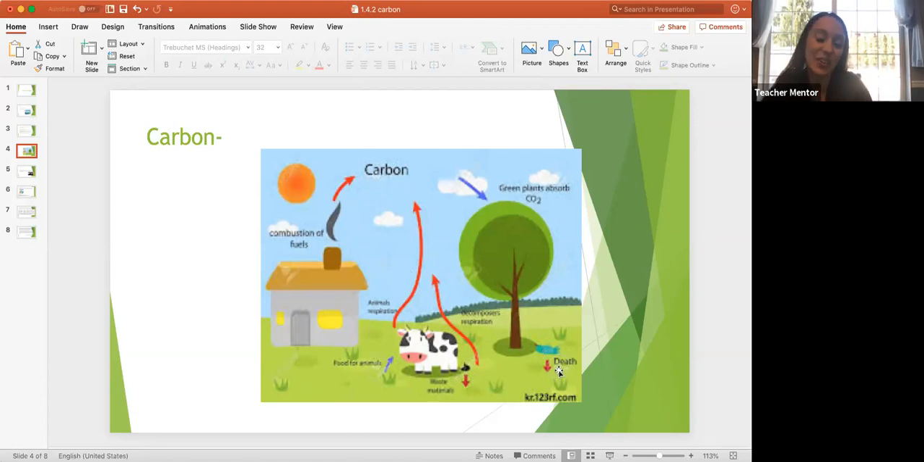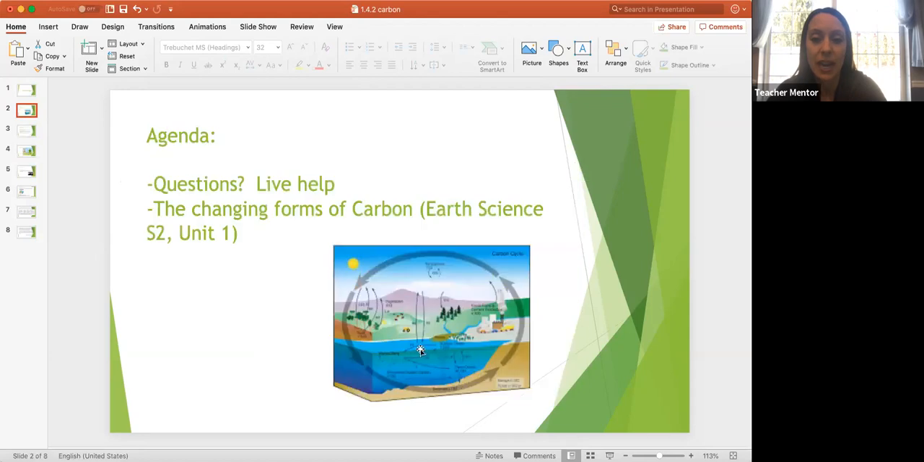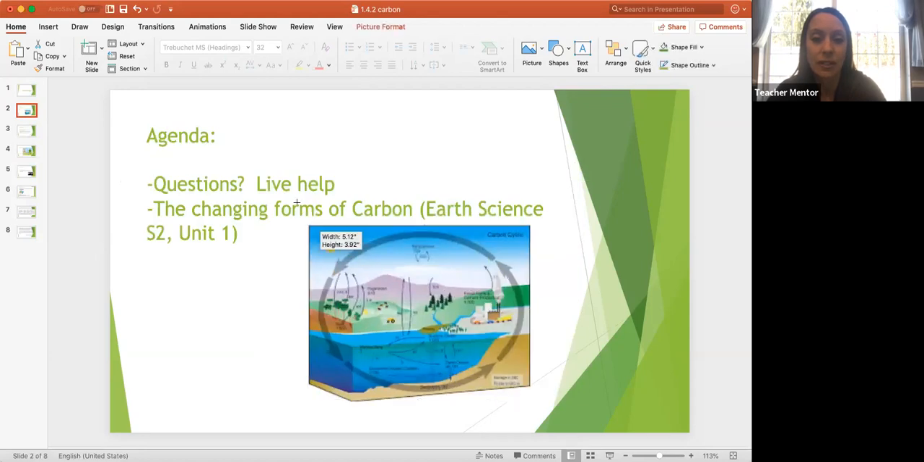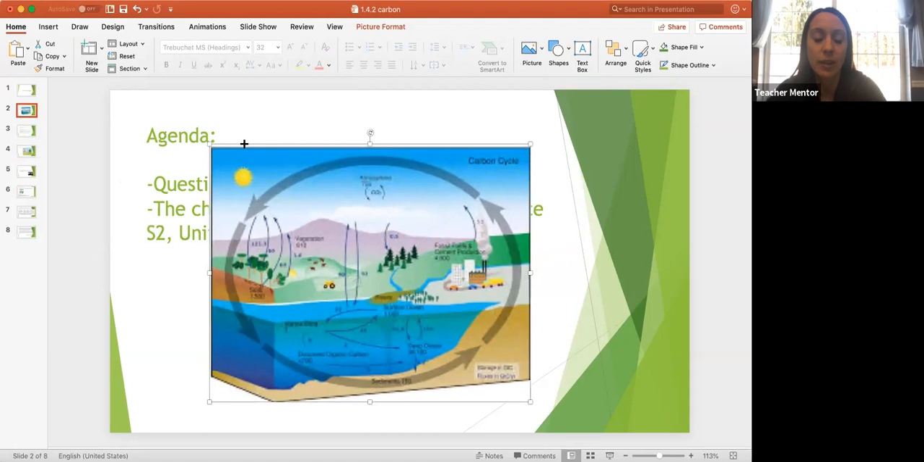And then, of course, if the organism dies, then that carbon is released back into the earth. So it's a continuous cycle of carbon being used and carbon being released. We do know that at times we can get that carbon cycle out of whack. And we hear about this now.